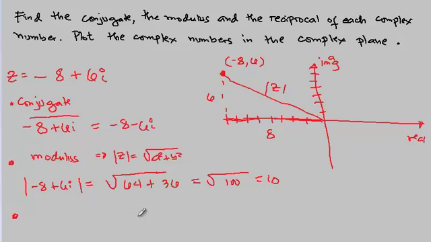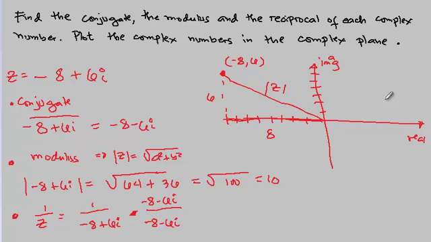How about the other one, the reciprocal? When you say reciprocal, we simply get 1 over z, or in this case, 1 over negative 8 plus 6i. But you cannot leave it like that, because it is not in standard form. The standard form is a plus bi, and everything should be in the numerator. So what shall we do? We multiply this by the conjugate, negative 8 minus 6i, and this by negative 8 minus 6i.